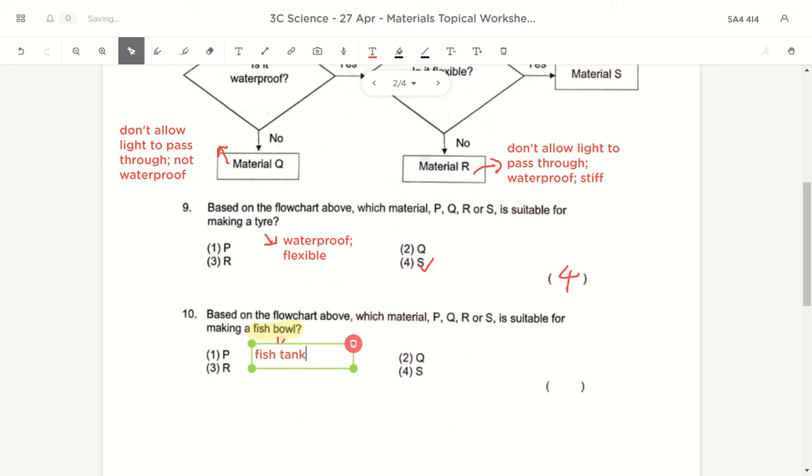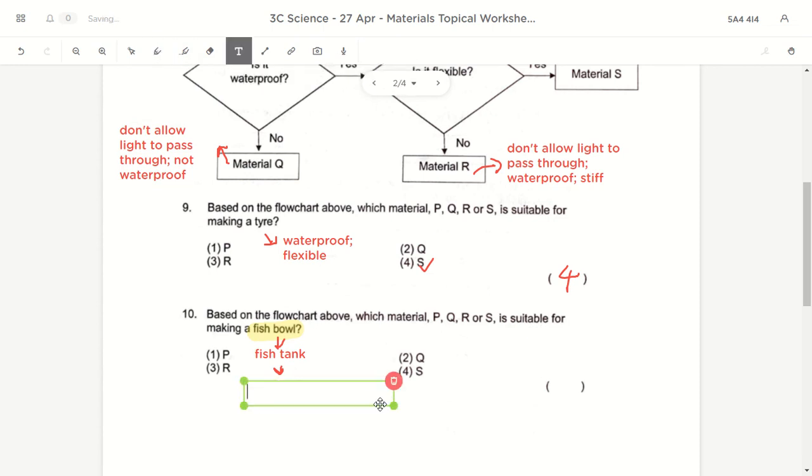So with a fish tank, what is the important property here? You want to see the fish, right? So you need to allow light to pass through. If not, how are you going to see the fish? So to see my pet fish, I need to make sure that the material I use for my fishbowl or my fish tank allows light to pass through.